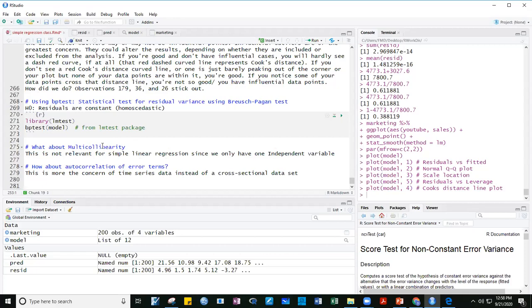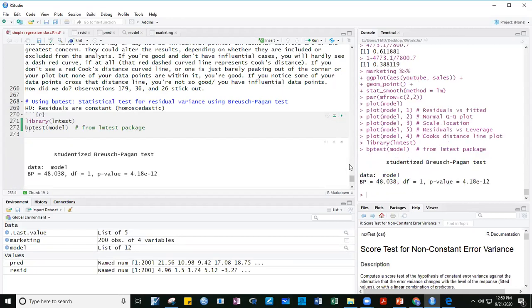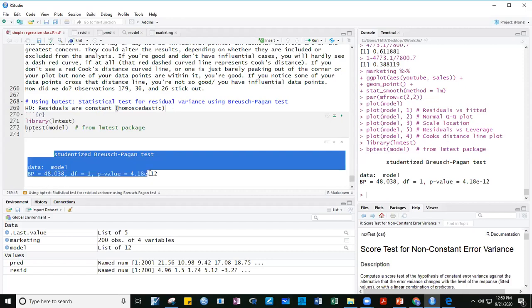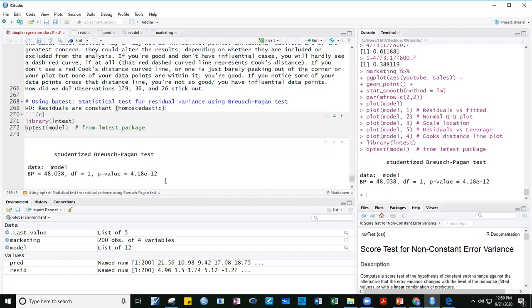Tingnan nyo na lang itong test for ito. Sige, run ko lang. Ito lang. Alright. Itong Breusch-Pagan test, guys, will tell us kung homoscedastic yung error terms natin. Ang null hypothesis natin yan, the error terms are homoscedastic. Tapos yun yung p-value, guys. Less than 0.05. Therefore, our conclusion is reject the null hypothesis that the residuals are homoscedastic. Mukhang heteroscedastic na siya. Okay? So this statistically proves that your error terms are heteroscedastic.